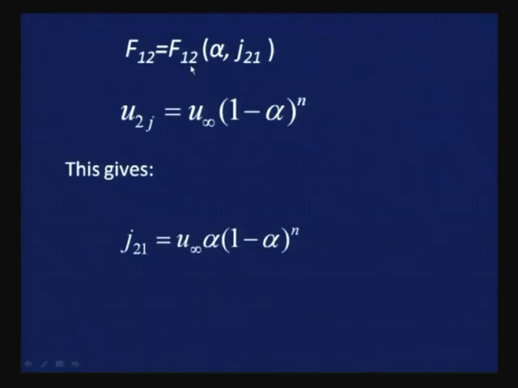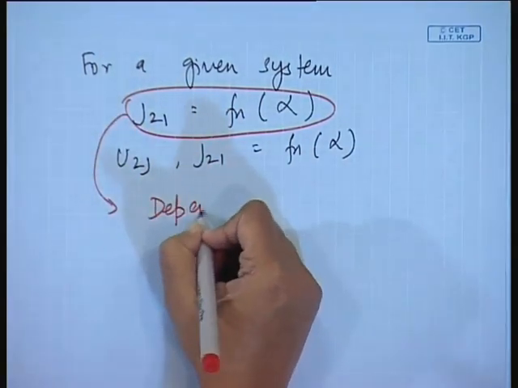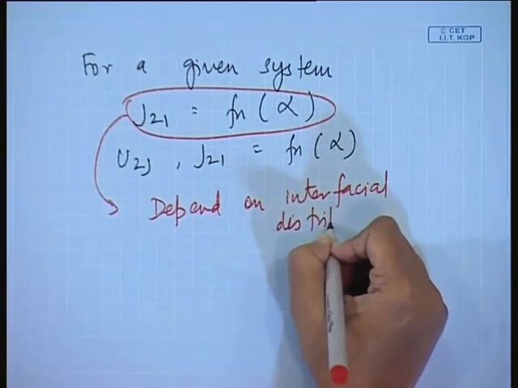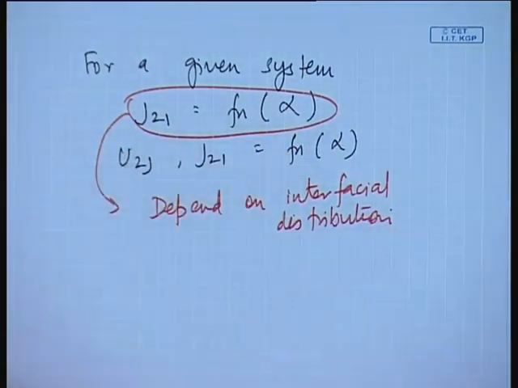Now, if that is true, then J21 should also depend upon void fraction, system properties, etcetera. Once we fix the system, J21 should be a function of alpha only. The functional form of this equation should depend on the interfacial distribution, in other words, the type of equation describing the relationship between J21 and alpha should be different for different flow patterns. Agreed? I will be giving you a set of equations used for different flow conditions.